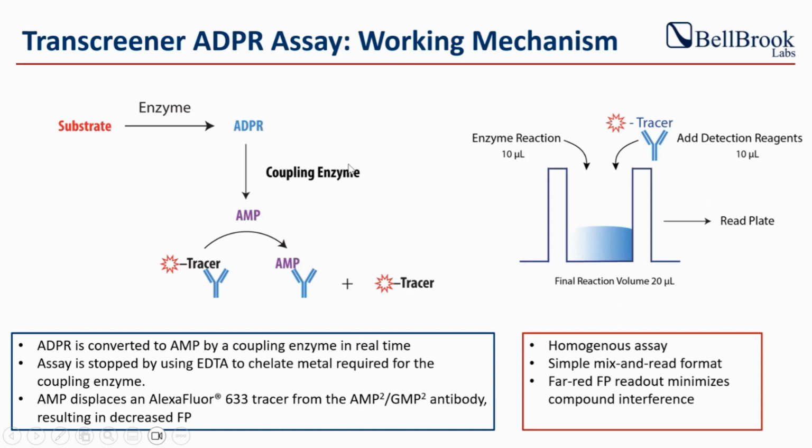The excess amount of coupling enzyme is important. After incubating at a certain temperature and time, we add 10 microliters of detection mix. In this detection mix, we have the antibody, the tracer, and a stop buffer to stop the coupling enzyme. So as a result, the Transcreener ADPR assay is an endpoint assay for any target enzyme because it stops the coupling enzyme, so no more detection, even if the target enzyme is still working in the background.